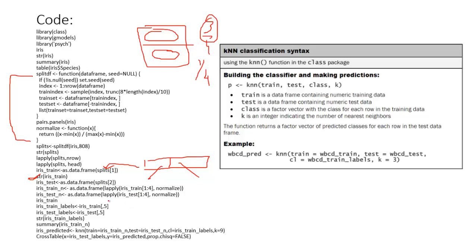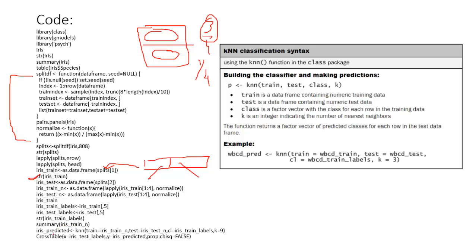Then I am normalizing these datasets, using the concept which I have explained earlier. I am using lapply once again and normalizing iris train columns 1 to 4, because only 1 to 4 I am concerned with. The fifth column is the species column, so from 1 to 4 I'll normalize the dataset. Then I'm assigning all the rows of the fifth column, which is the species column, to iris train labels. And similarly for iris test labels, I'm seeing the structure and summary.